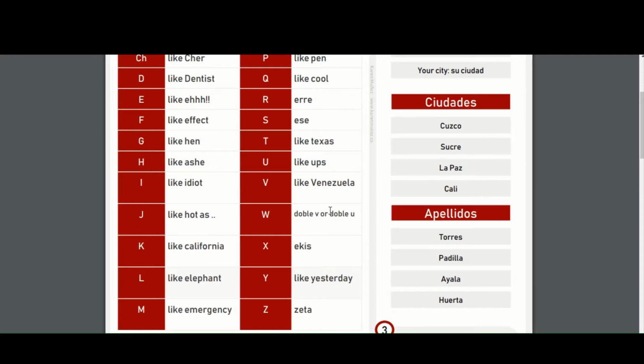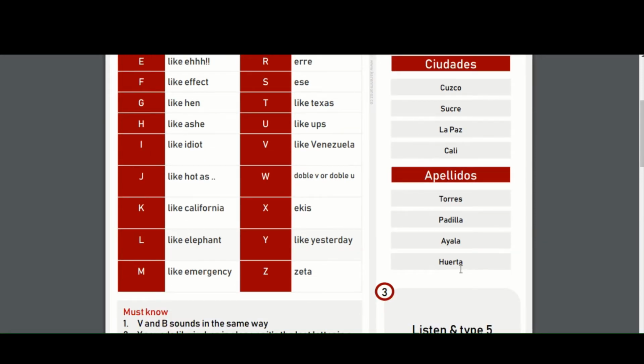V, bueno, en español es B, like Venezuela. In Spanish, the V sounds the same. We really don't change anything in our pronunciation. We say, with our lips, Venezuela. W, or W, we say W or W. X, J, like yesterday, and Z.